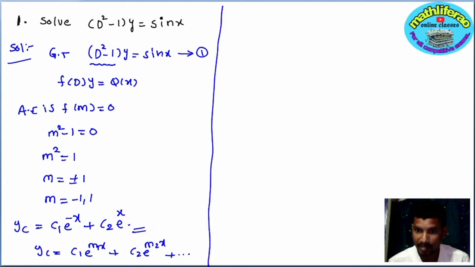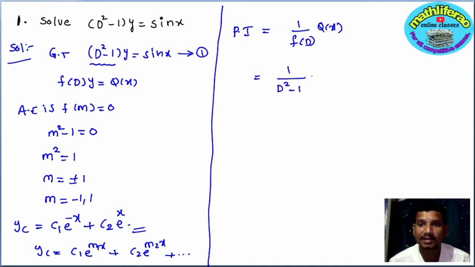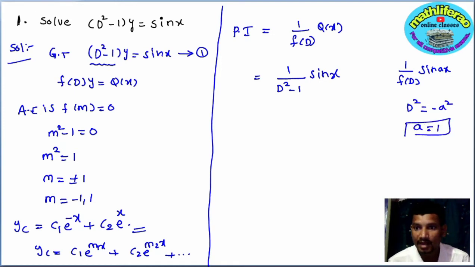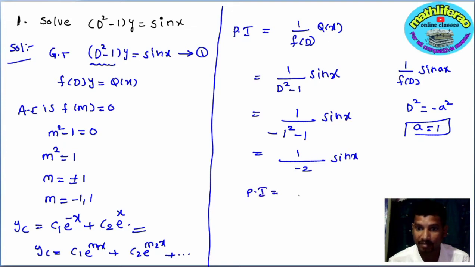Next, find the particular integral. Particular integral equals 1 by f of D into Q of x. Here 1 by f of D means 1 by D square minus 1 into sin x. The method is: for 1 by f of D on sin ax, put D square equal to minus a square. Here a value is 1, since the coefficient of x is 1. So replace D square with minus a square, giving 1 by minus 1 square minus 1 into sin x, which is minus 1 by 2 into sin x. This is the particular integral.